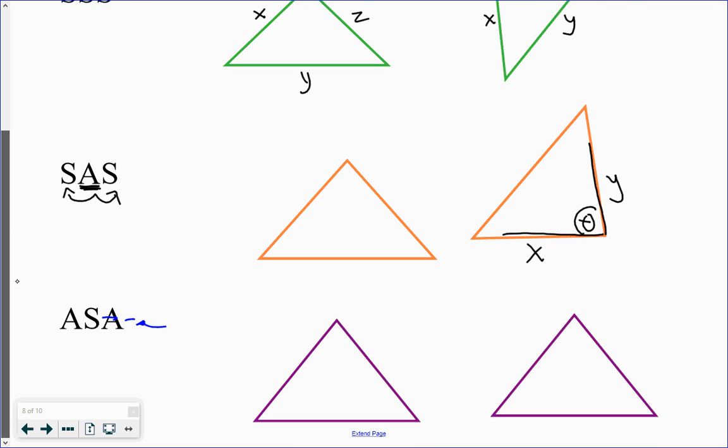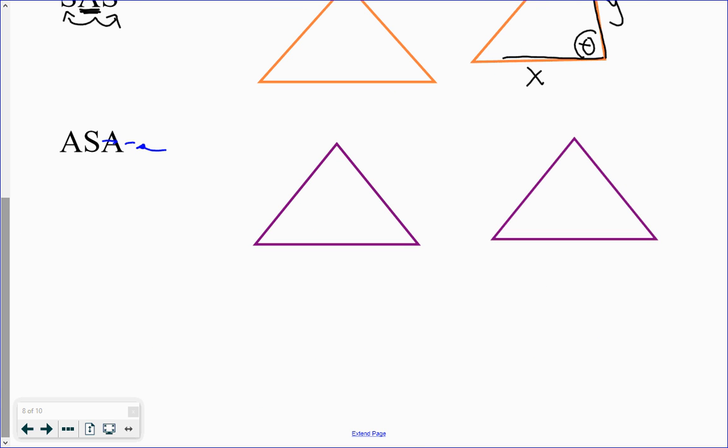And then the last one is angle, side, angle. So again, you probably can assume here that the side has to be between the two angles. So let's say I know this angle here and this angle here, and this angle here and this angle here. That must mean then that I know this side here and this side here. So if I know that those two angles and that side between them are matching, I can then assume that everything else will also match.